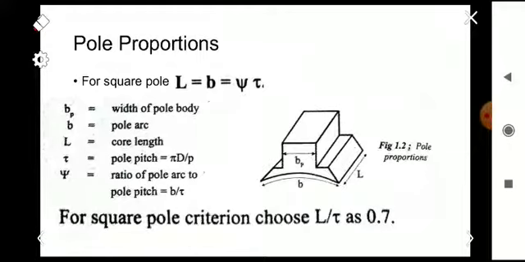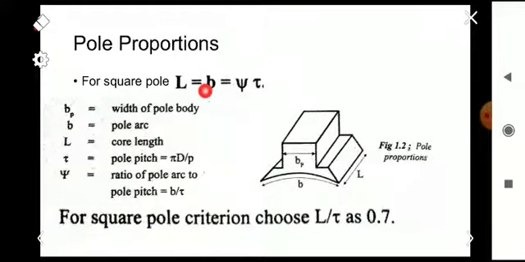In most cases we will be using a square pole criterion, square pole sections. That is, for a square pole type structure the length of mean turn of field winding is minimum. Here you can see a figure of the pole sections we are using. Square pole means the length of the core L will be equal to the pole arc b. Here this is the pole arc and this is the length of the core.